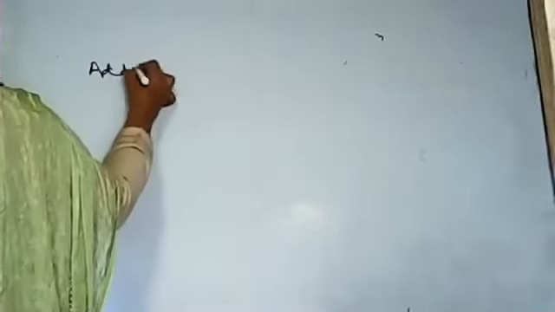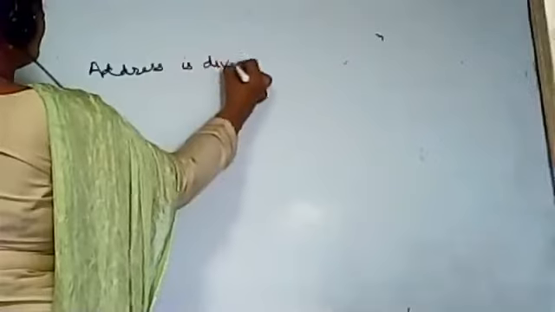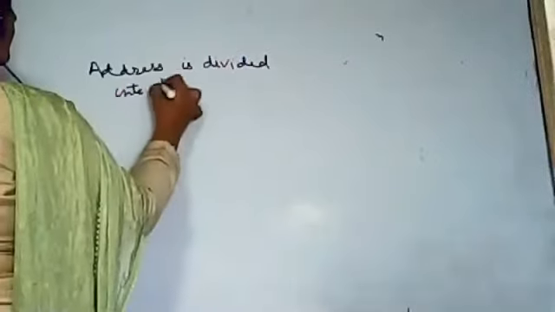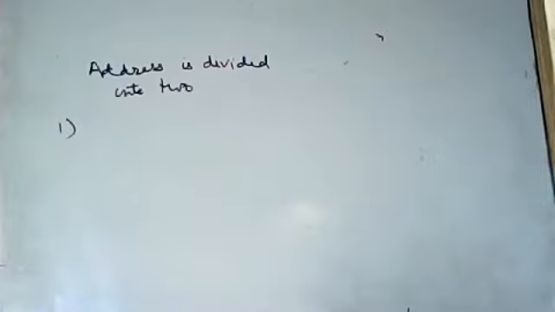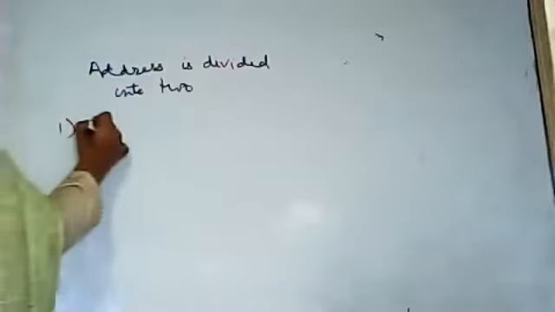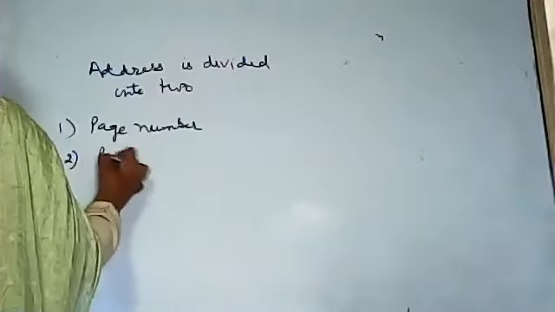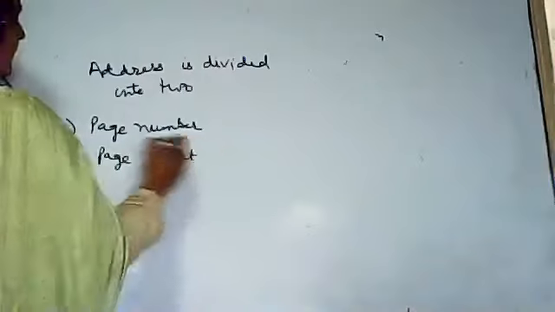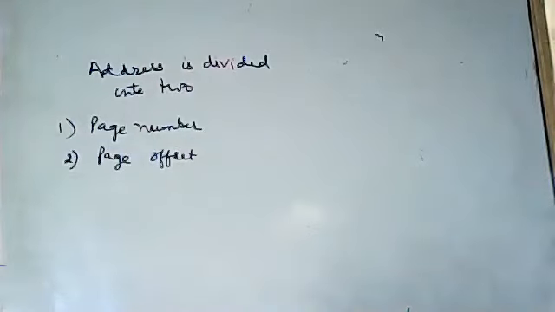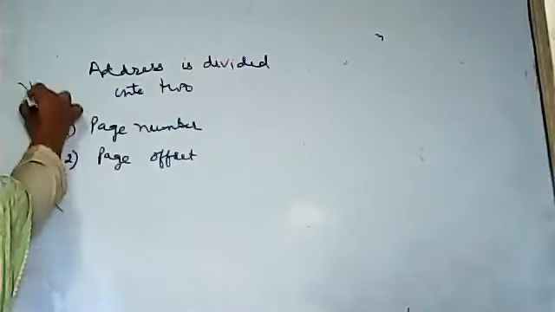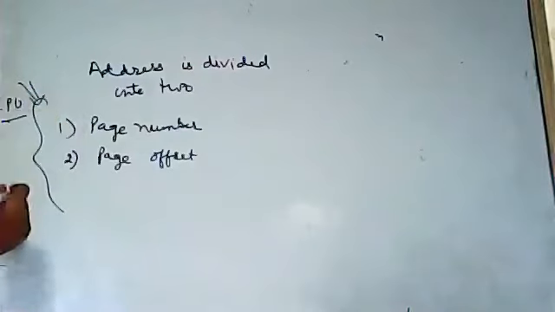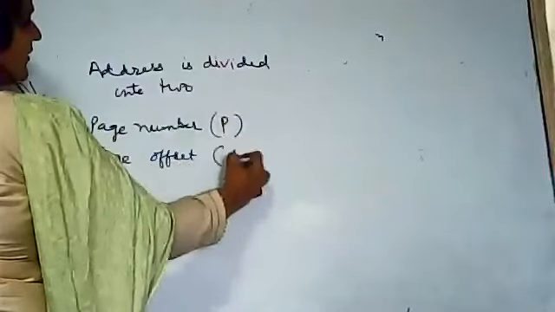Address is divided into two parts: page number and page offset. Remember, this address is generated by the CPU. Page number is called P and offset is called D.